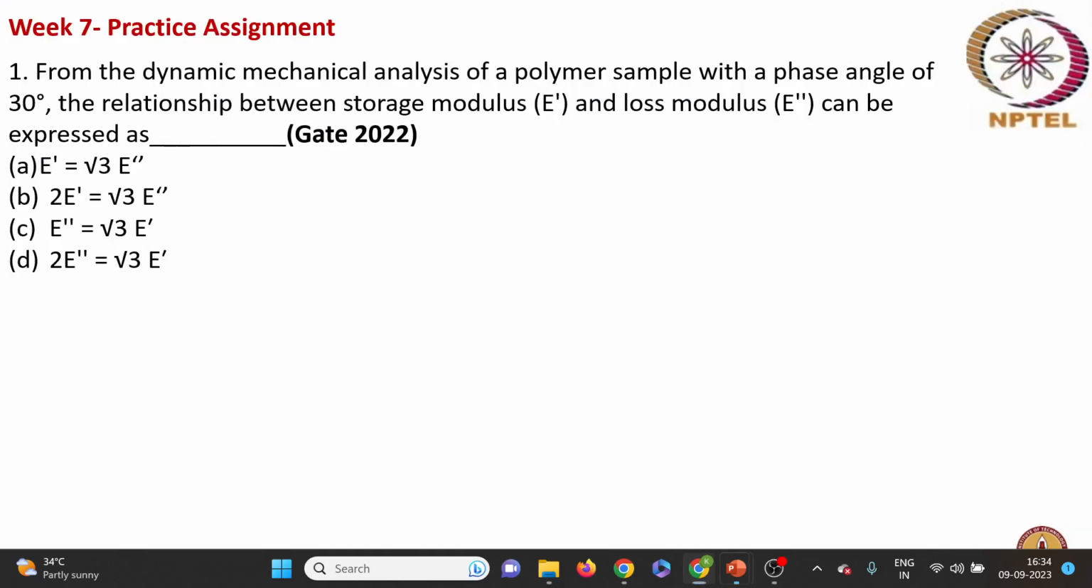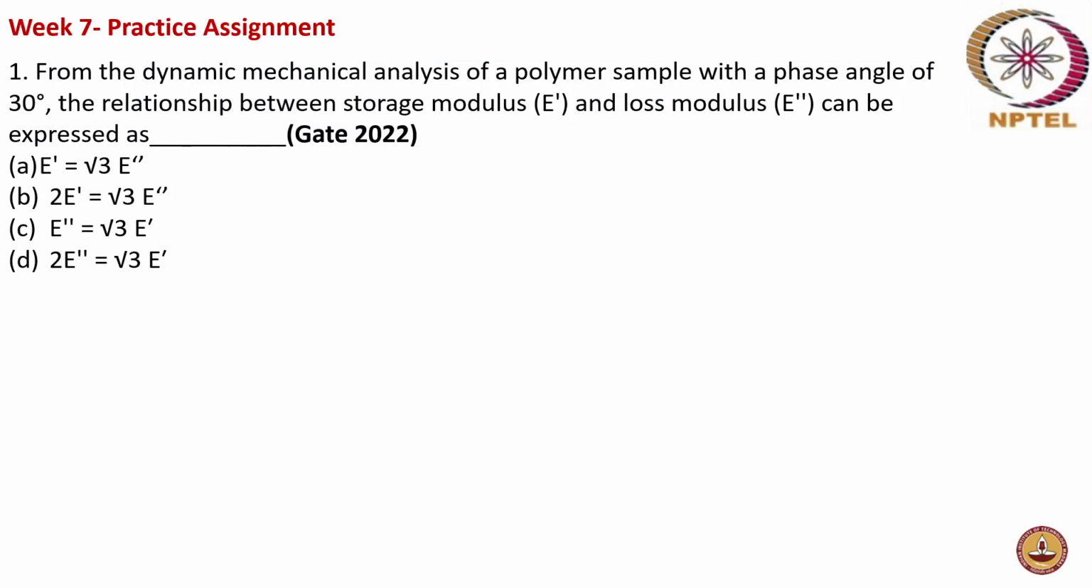Okay, I'll just proceed with the solution. Given the phase angle is 30°, you have the relation tan delta is equal to loss modulus divided by the storage modulus. So, the delta value is 30°. You can find out the tan delta value, and then you can find out the relationship between E double prime and E prime. So now can you just calculate what is the relation between the E double prime and E prime?